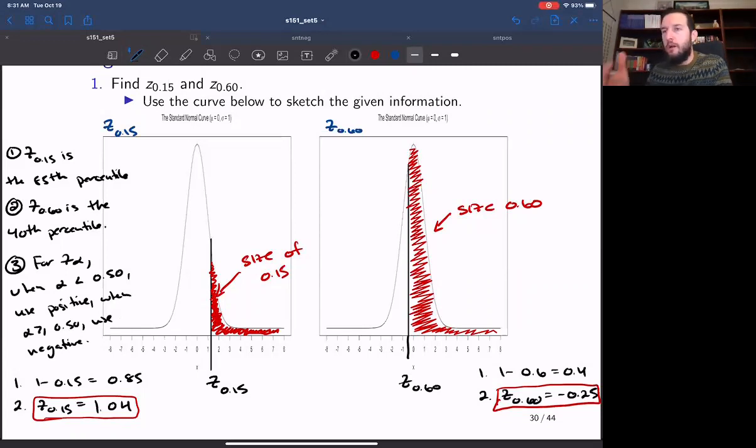So whenever the subscripted value is greater than a half, you would have to use the negative table because that means that you're crossing 0. Whenever the subscripted value is less than a half, that means that you're still on the positive side. So that would be a positive z-score. Does that make sense?